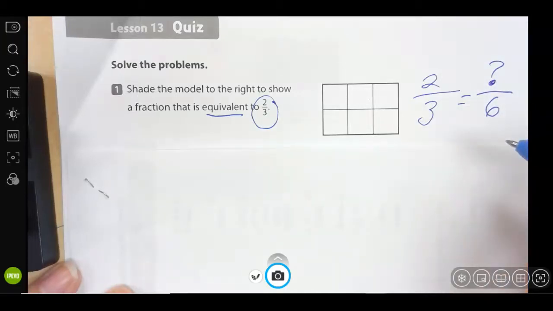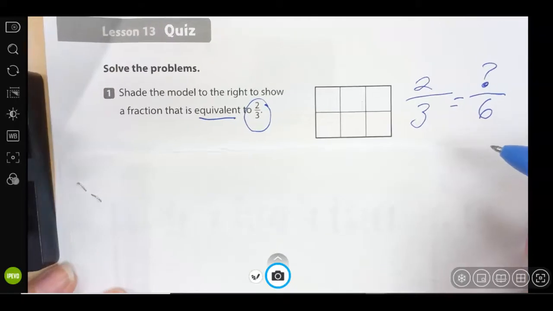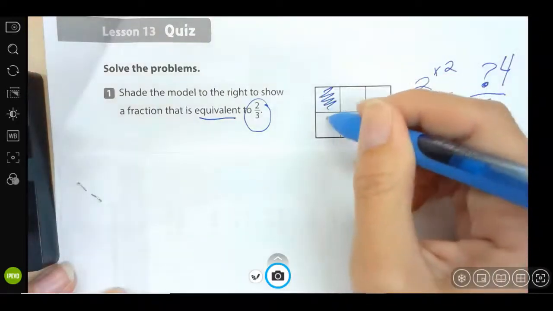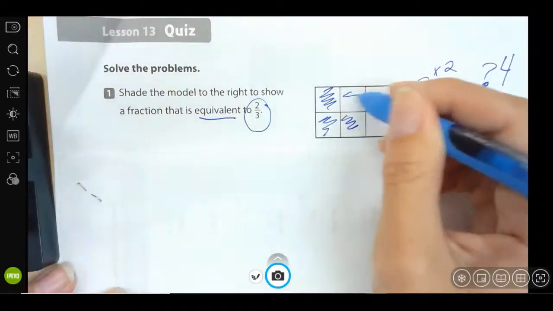Jackson? You times 2 by 2. Yeah, how did you figure that out? Because whatever you do to the top, you do to the bottom. Okay, and 3 times 2 would give me 6. So what's our number that goes here? 4. So how many squares should we have shaded in? 4. Okay.